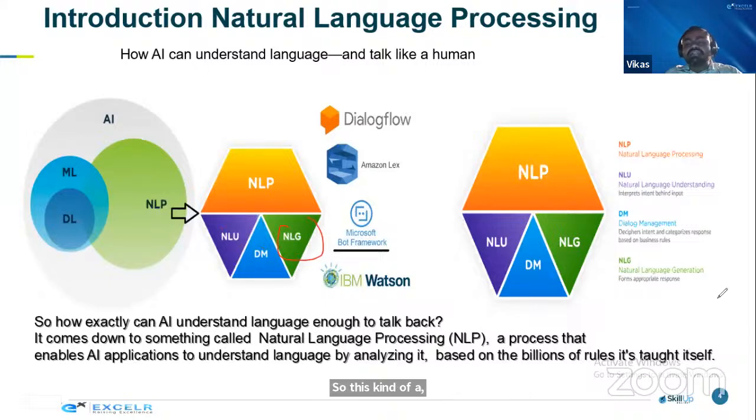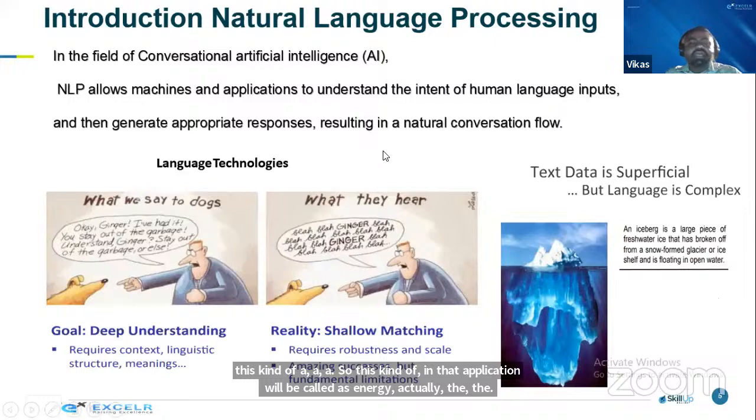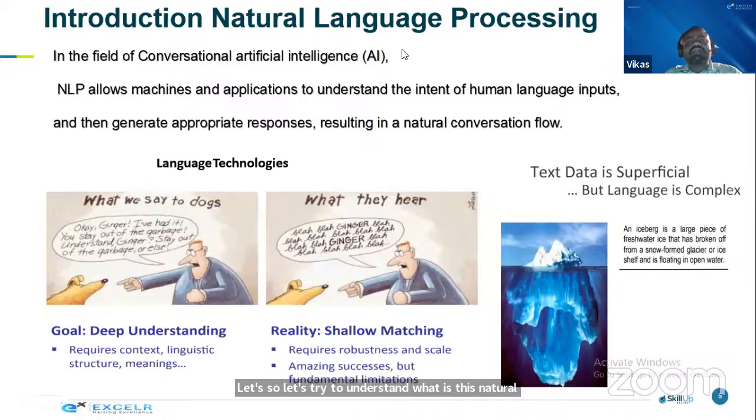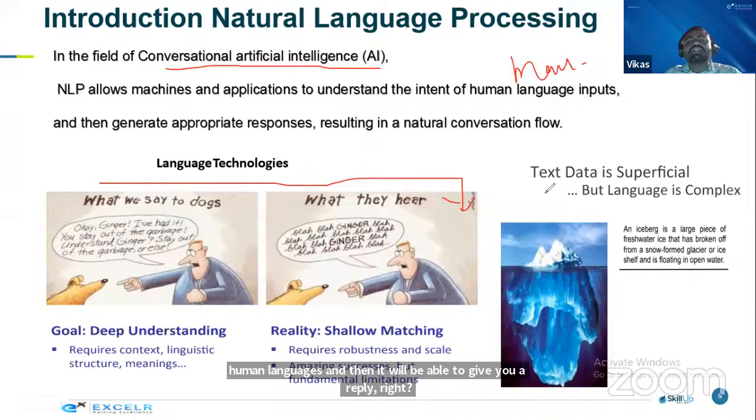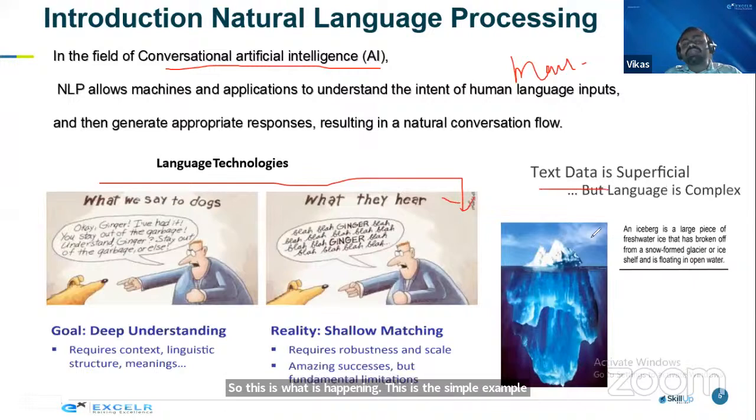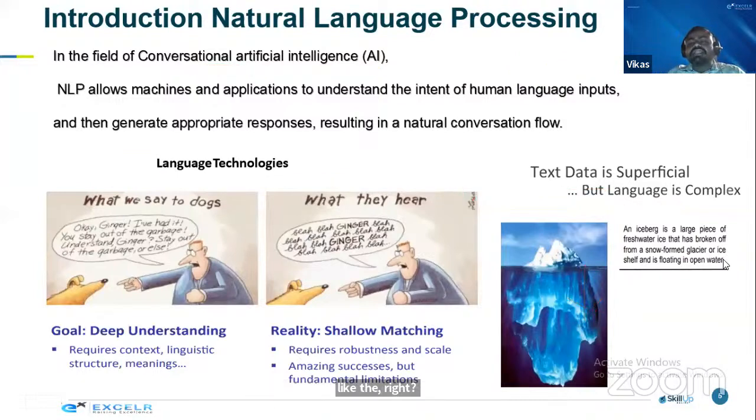All right. So, guys, whenever we try to understand NLP, it is also called conversational AI, because we try to understand human-like languages and we are trying to speak with it. Your machines are able to understand human languages, and then they are able to give you a reply. This is the simple example I've given you, guys, because text data is very superficial, but language is very complex. There are a million meanings. Understanding sarcasm and emotions is a very, very difficult task. That is why they are talking about this, guys.